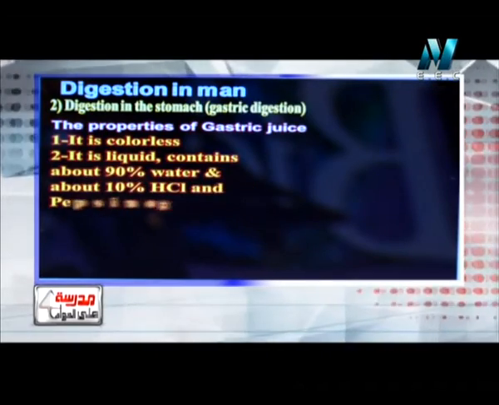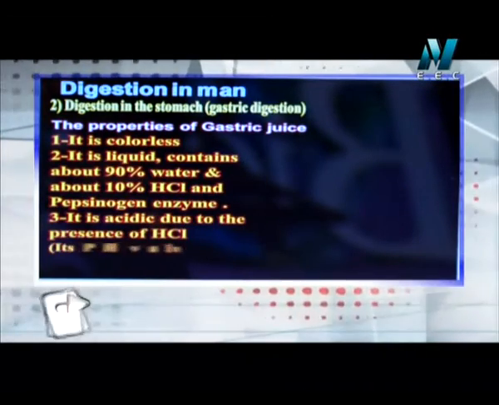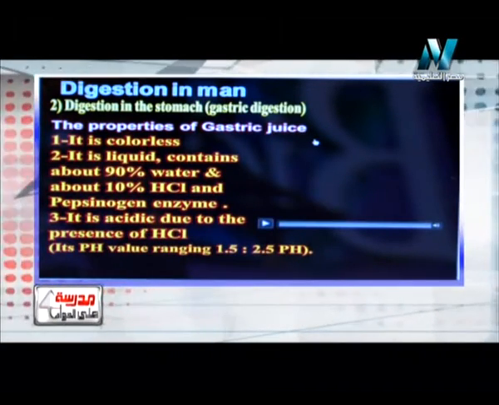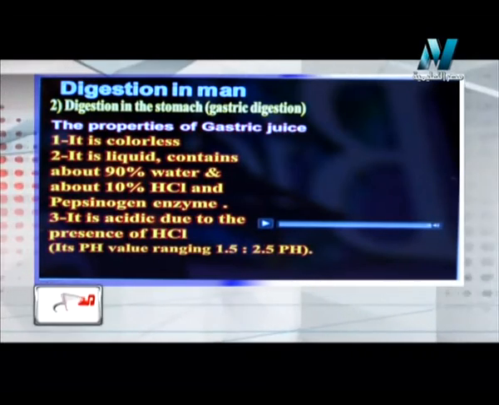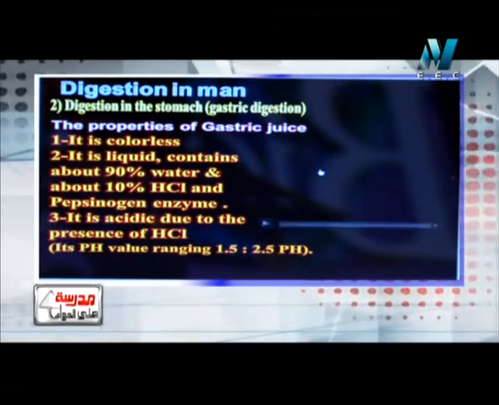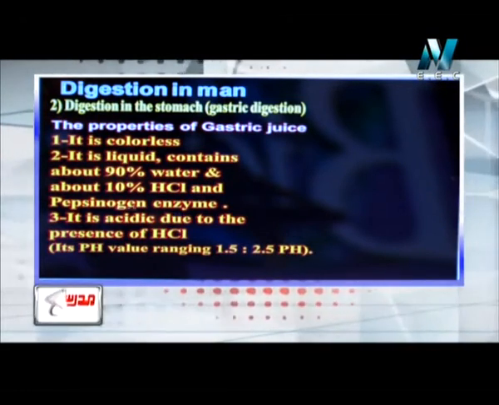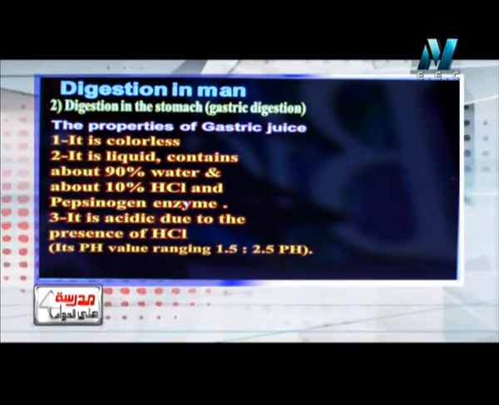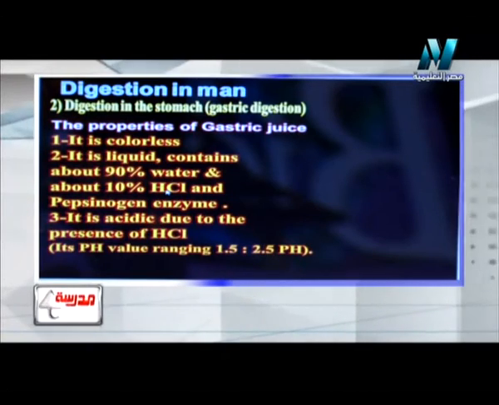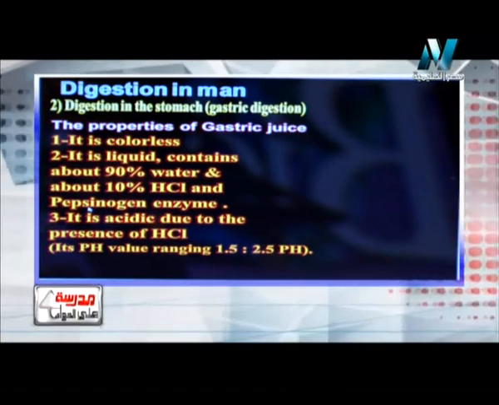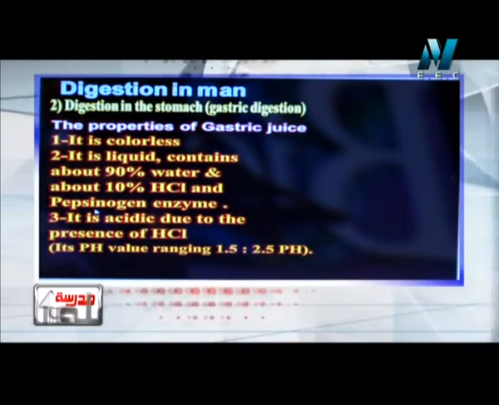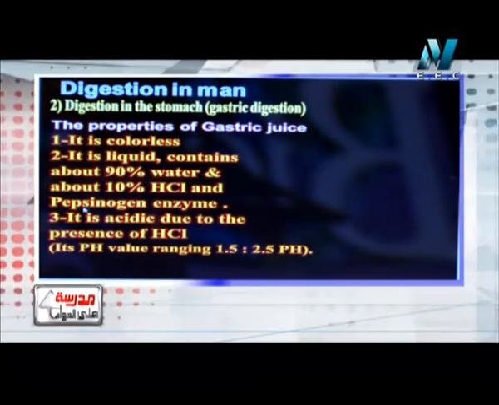What about the properties of the gastric juice? Gastric juice means the juice of the stomach. The gastric juice is colorless. It is liquid containing about 90% of water, and the rest or the 10% is the HCl and pepsinogen. So what about the function of the HCl? HCl has 3 functions, and the pepsinogen also is very important as an inactive enzyme, but when the pepsinogen becomes active pepsin it can digest the protein.